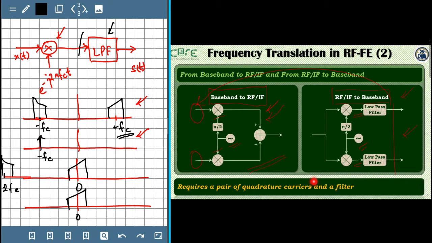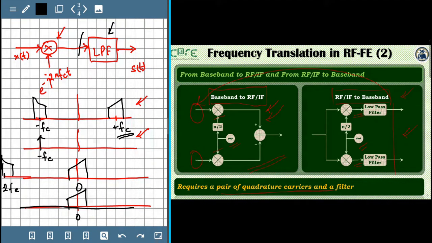What we note is that this process of frequency translation in RF frontend requires basically a pair of quadrature carriers, and by quadrature carriers I repeat we mean carriers at the same frequency but 90 degrees out of phase from each other, and a filter at the receive side.